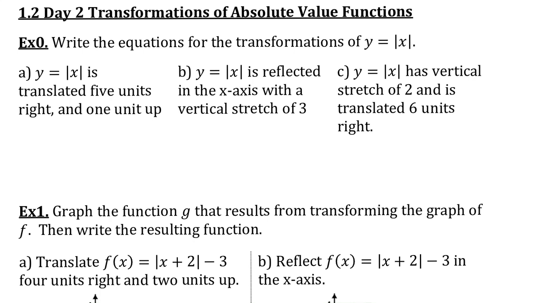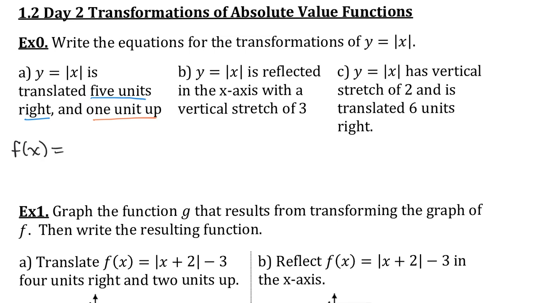Okay, 1.2, day 2, we're going to keep transforming absolute value functions. So we're going to start with example 0 to remind us what we did last class. We're going to write the equations for the transformation of y equals the absolute value of x. So y equals the absolute value of x is translated 5 units up, 5 units right, and it's 1 unit up. Okay, it didn't tell me what to label my new function. I think I'm going to label it f of x.